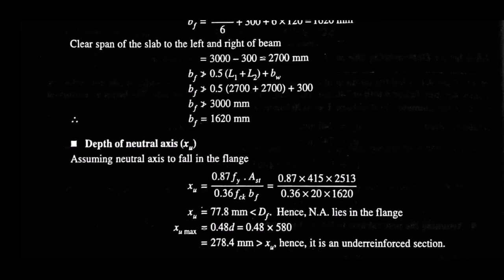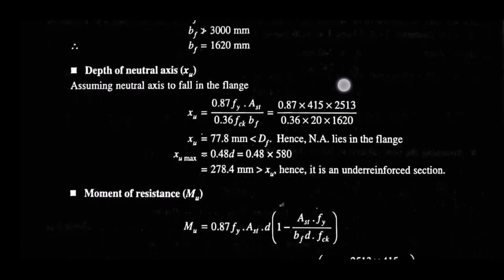Now XU max is equal to 0.48 d for Fe415 steel, that is 0.48 into 580, that is equal to 278.4 mm, which is greater than XU. That means this section is an under reinforced section.